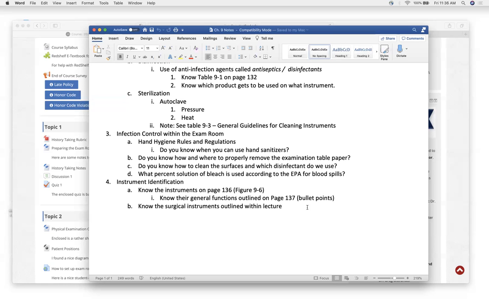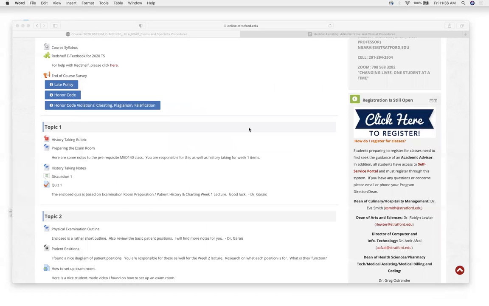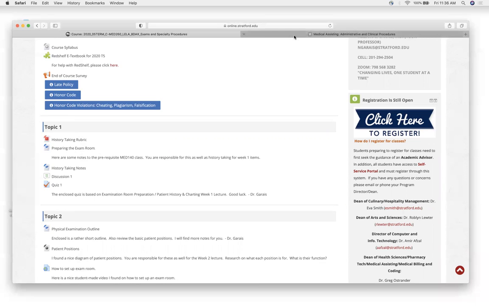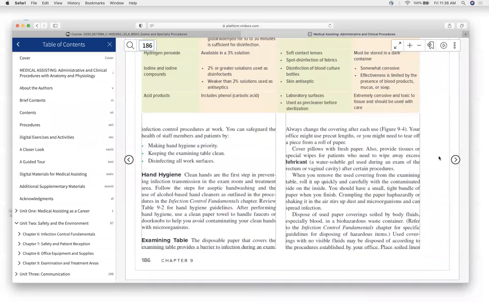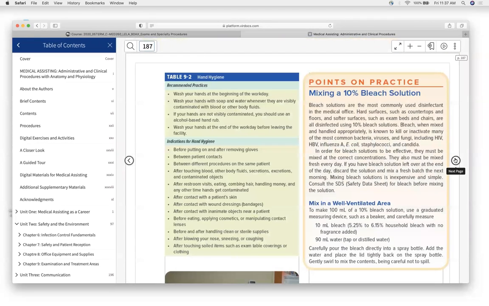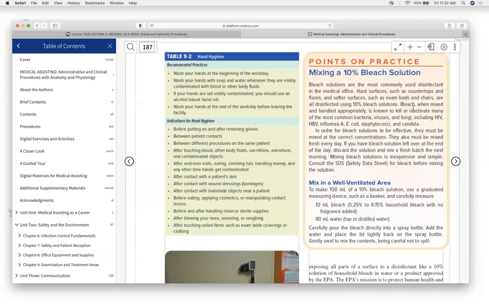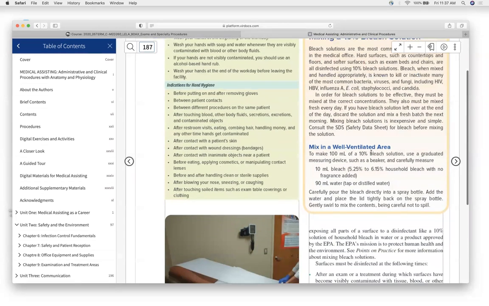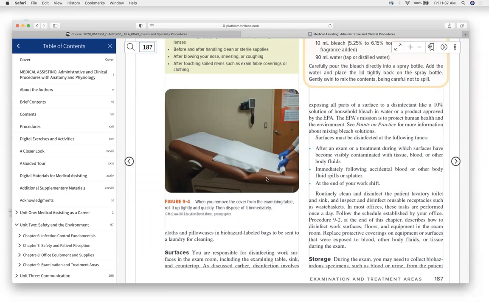And instrument identification, I'm going to show you in a minute as well. And when we get closer and closer to the surgical service, we're going to keep on adding more instruments. So that's done. So let's look at some of the things that we just mentioned here in our notes slash outline. Okay. So before, hand hygiene was okay using Purell or whatever, if it was non-invasive. But nowadays we have to wash hands before and after. That's every patient. A 10% bleach solution should be used for anything blood.